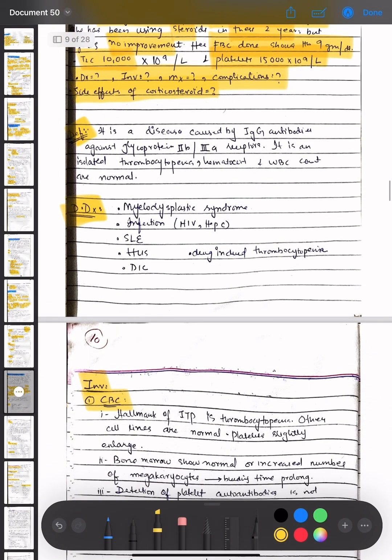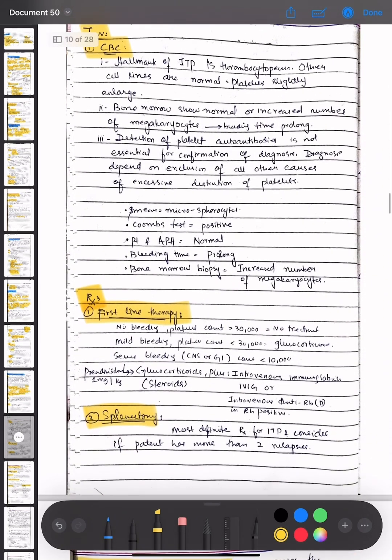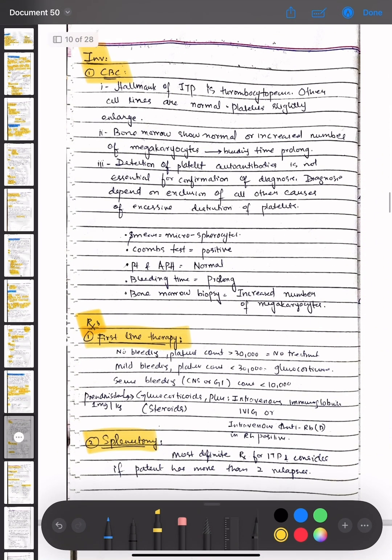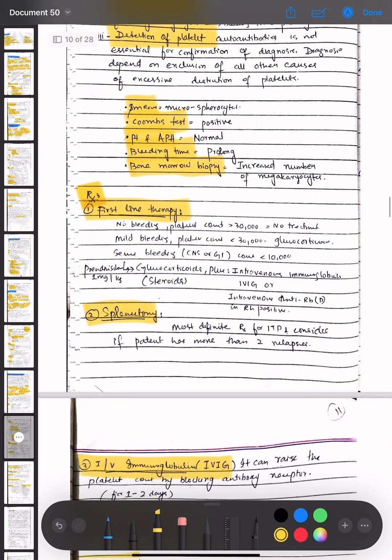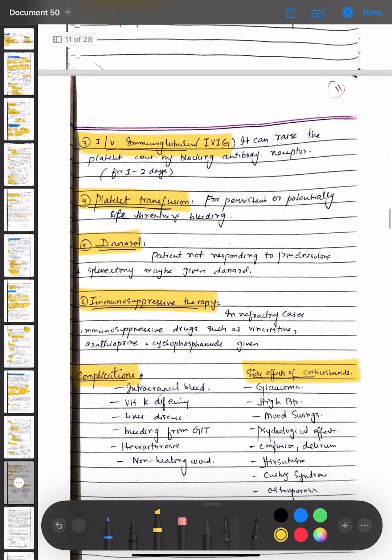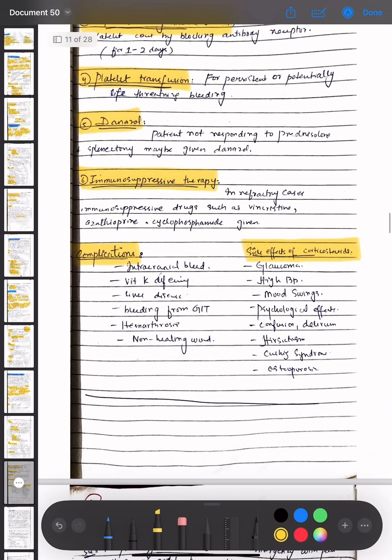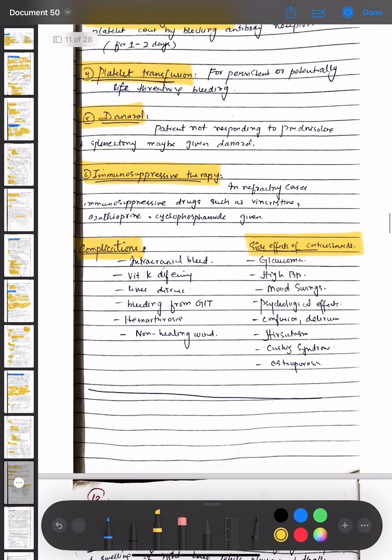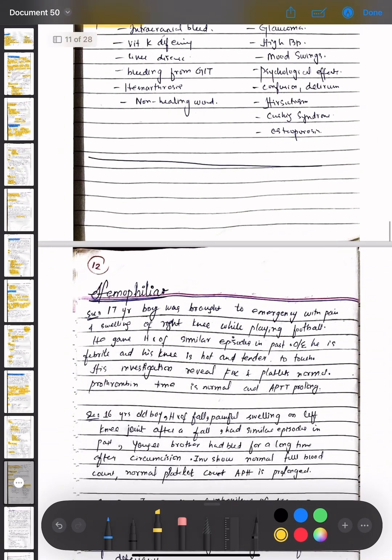Then the differential diagnosis, and the investigation options, which are CBC and bone marrow biopsy, detection of platelet antibodies, smear, Coombs test, PT and APTT, bleeding time, and bone marrow biopsy. Then we discussed the treatment options: the first line therapy, splenectomy, intravenous immunoglobulins, platelet transfusions, danazol, immunosuppressive therapy, and the complications and side effects of corticosteroids.